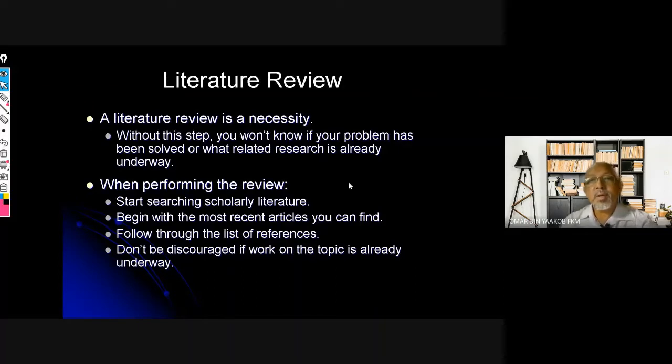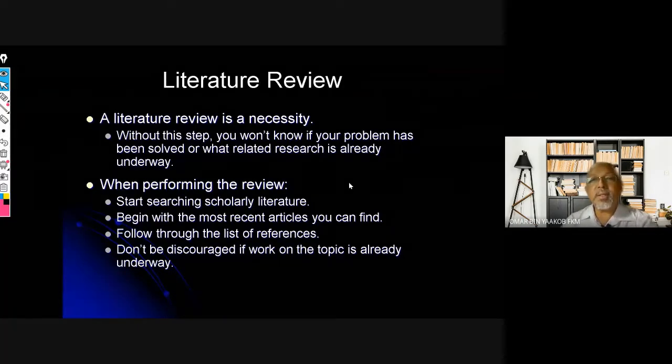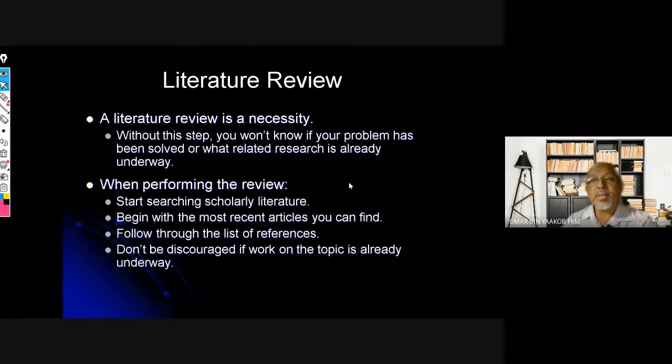So, a literature review is a necessity, because without this step, you don't know if the problem has been solved or what related research is already underway. Okay, so you need to know. For example, just now, you found at the vertex of your inverted pyramid an issue. Are you sure that thing is not being done or no one is doing it? Okay, so you need to identify that.